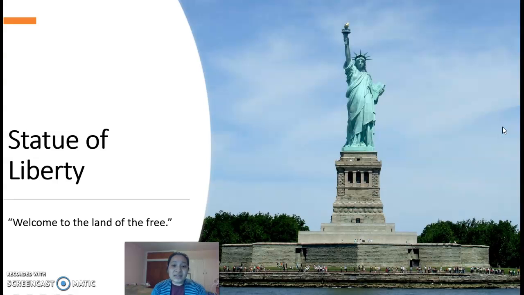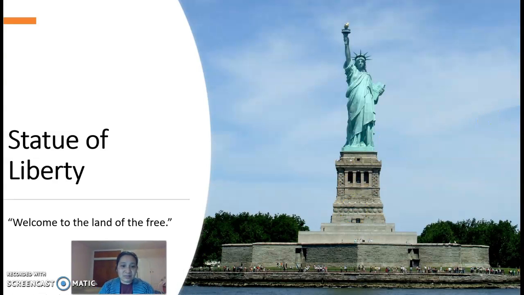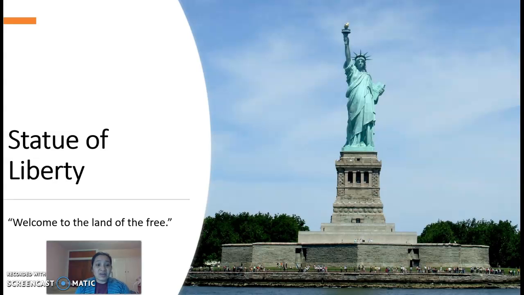Okay, now you know the Statue of Liberty. I'm going to move myself a little bit here. The Statue of Liberty represents welcome to the land of freedom. A lot of people from other countries come to America for freedom, to be free from whatever they're going through. For example, during the Holocaust, a lot of Jews were being killed, so they came to America looking for freedom. My people came from Cambodia looking for freedom because in our country we had a war. So the United States represents freedom for us.